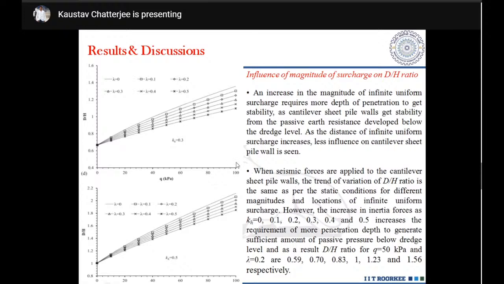Now, when seismic forces are considered or applied on the cantilever sheet pile wall, the variation of D by H ratio is the same. However, as the magnitude of KH increases from 0 to 0.5, more penetration depth is required to generate sufficient passive pressure below the dredge level. And it is seen that for Q 50 kPa and lambda equal to 0.2, my D by H ratio increases to 1.6 when my KH value becomes equal to 0.5, because to get more stability, we require more embedment.